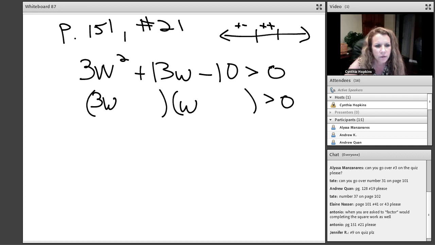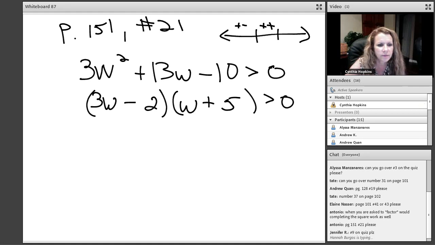So I'm going to put 3W here, W there. Let's see. 5 and 2, and I want the 15 to be positive and that negative. If you need to do an X to factor this, you do what you have to do. I'm going to double check my trial and error here.